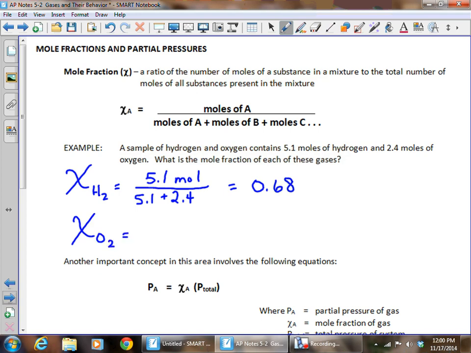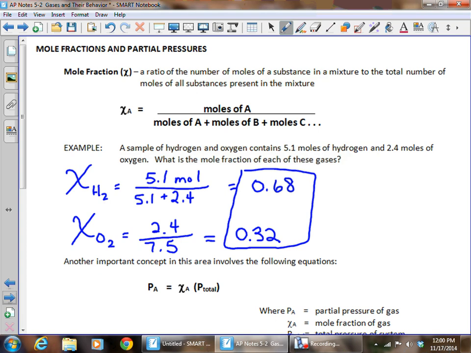The mole fraction of oxygen then is going to be 2.4 over that 7.5, the total, 5.1 plus 2.4, partial over total, just not the times 100, and we end up with 0.32 for the mole fraction. Remember, quick double check, all of your mole fractions should add up to 1.0, right, or to 1.